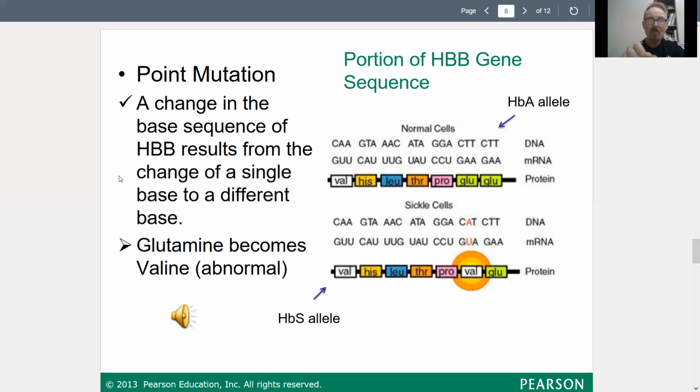Now, if we do this, let's have a look at the effect on the cells.